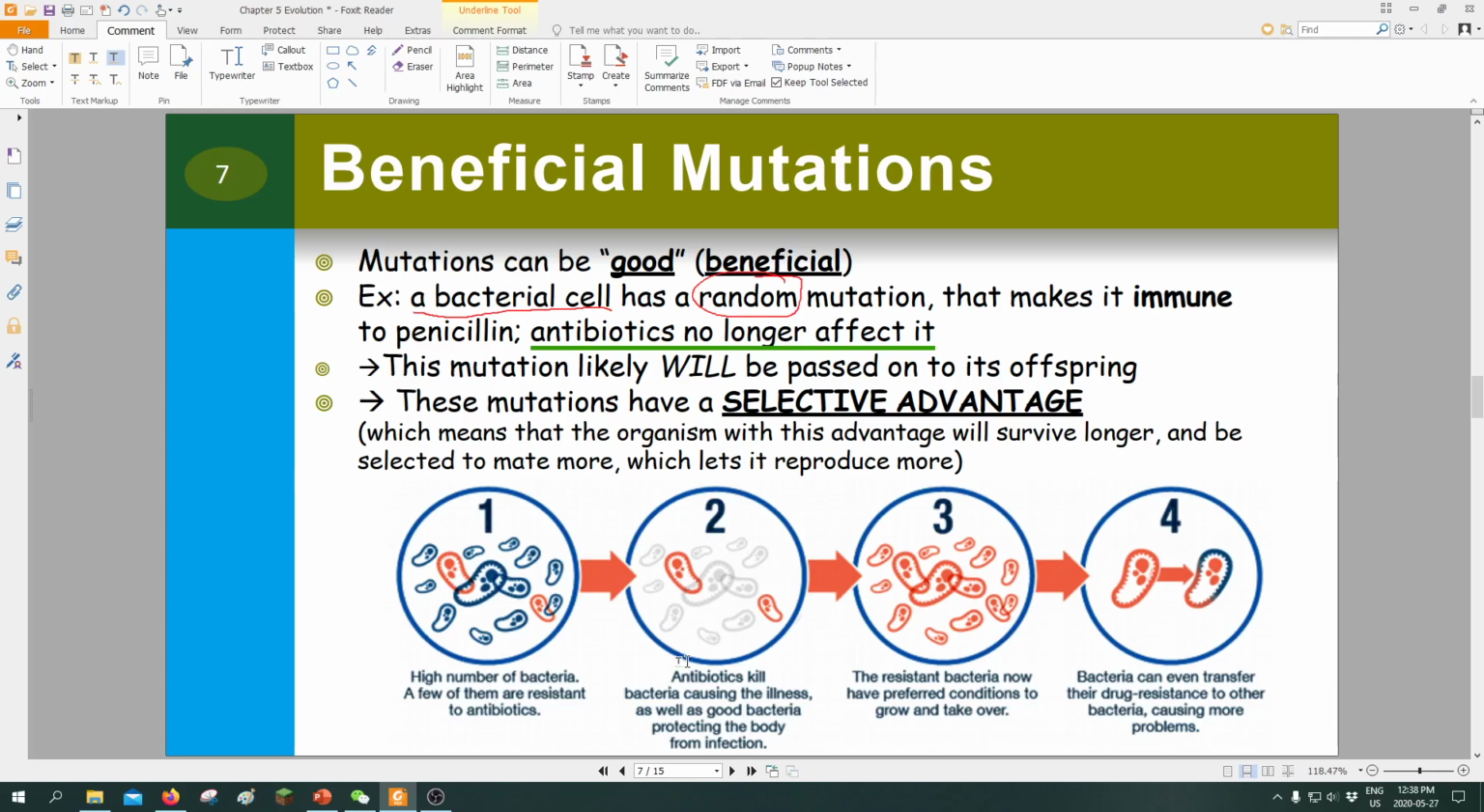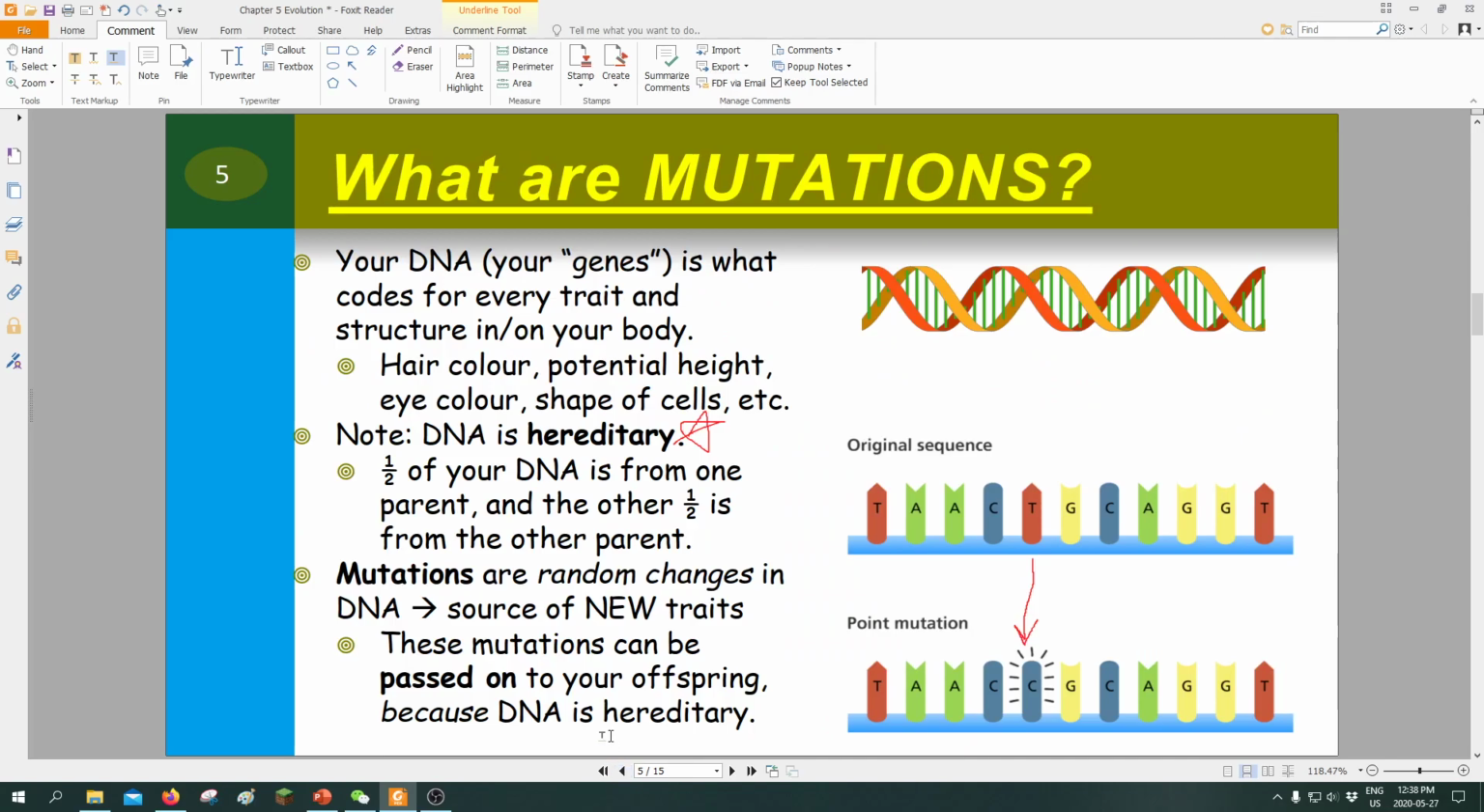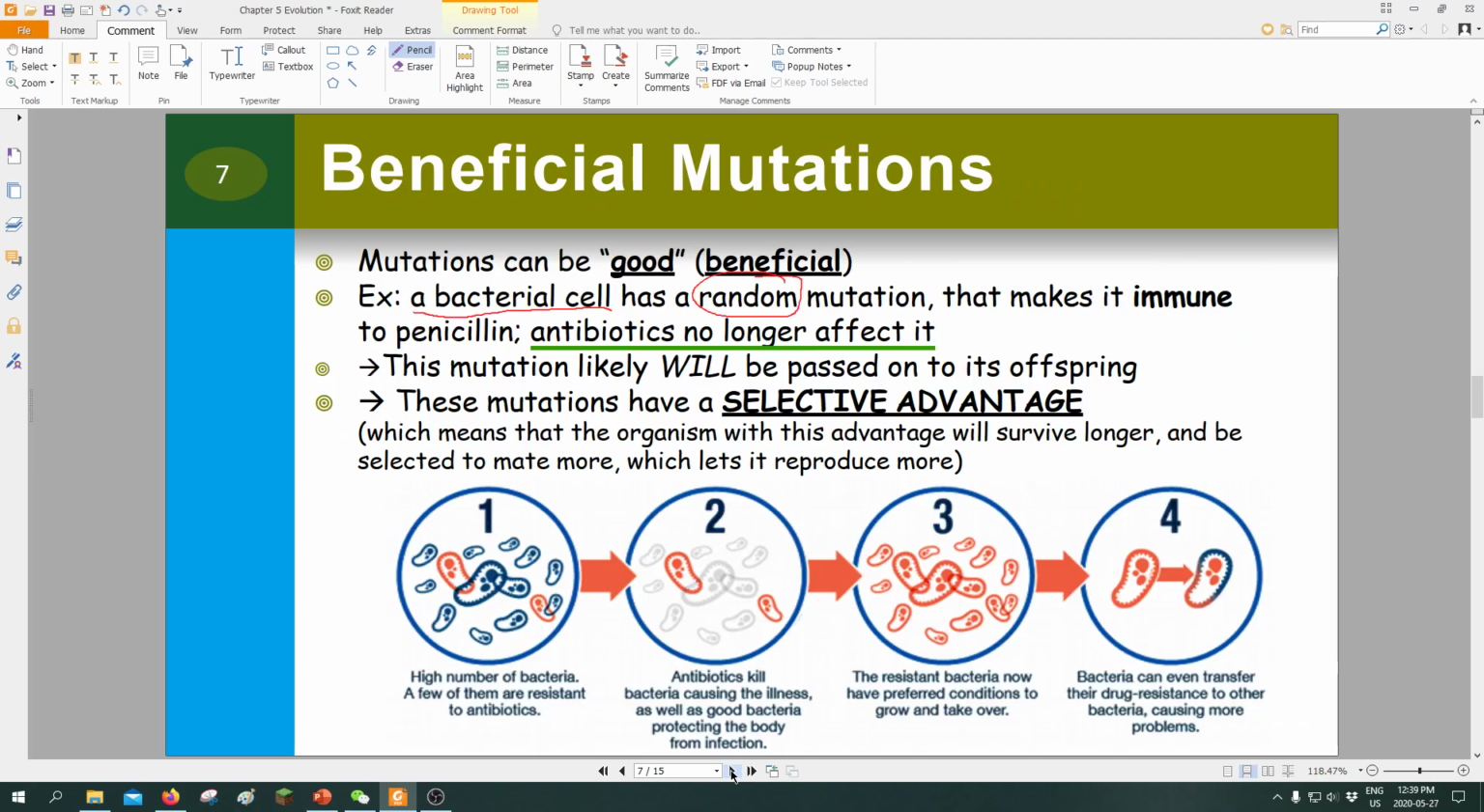Because of this, and remember that we said that DNA is going to be passed on to its offspring, okay? These mutations can and will be passed on to your offspring, okay? So for this bacteria that has this random mutation that makes it immune to antibiotics, this mutation will likely be passed on to its offspring. What happens? That offspring has more offspring, and that mutation starts getting more proliferated, more common, and eventually all the bacteria will then also get this antibiotic-resistant trait.